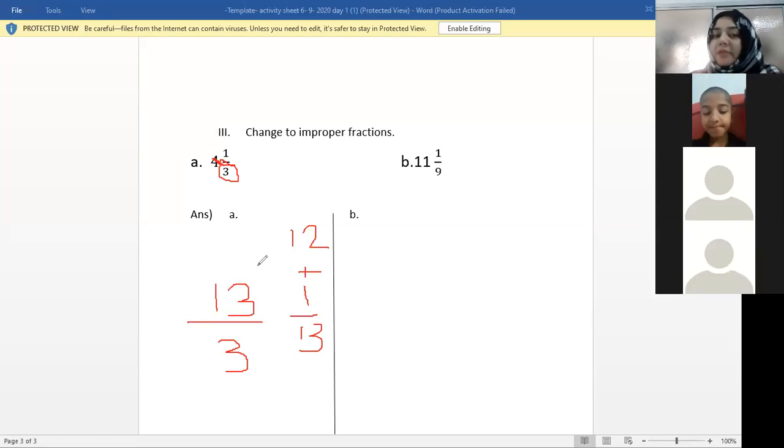Now, can anybody tell me what fraction this is? Improper fraction. Improper because our numerator is bigger than the denominator. Okay? Clear? Everybody clear? If you need to ask anything, ask again.